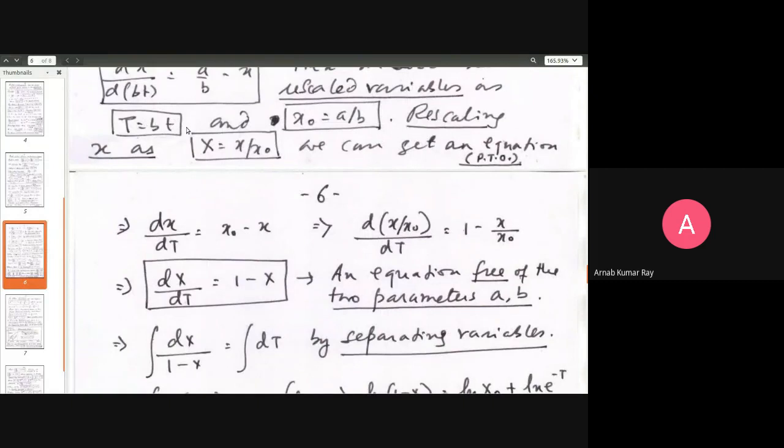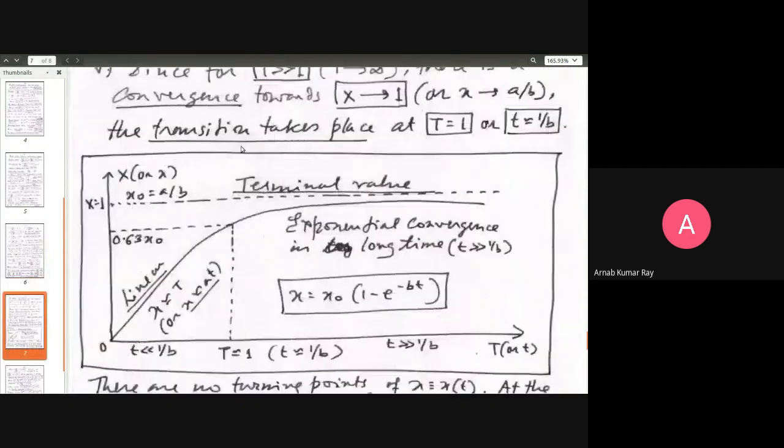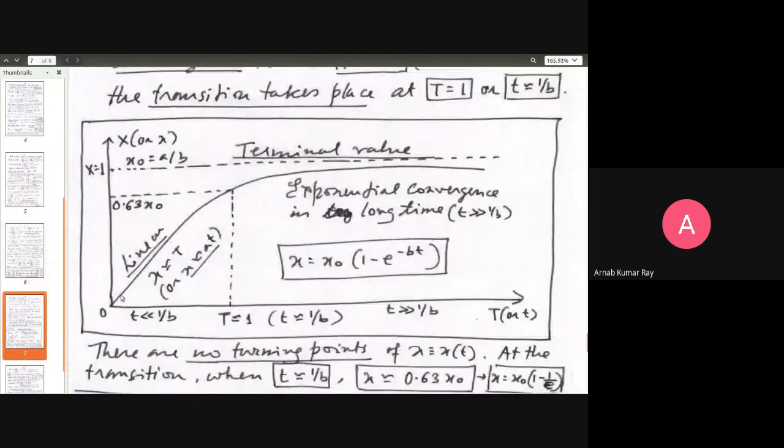Small t into b, b into small t is equal to 1. Therefore, from 0 to nearly capital T nearly equal to 1, you'll have a linear behavior. X is equal to at, roughly that. And then beyond that, you have an exponential convergence. The convergence is like 1 minus e raised to minus bt.